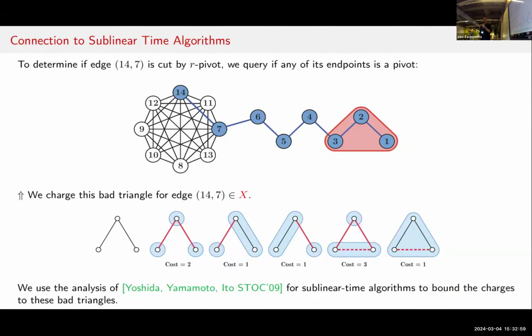And what happens is, no matter how you cluster vertices of a bad triangle, you're going to have to pay the cost. So we can charge that bad triangle. Another question is how many times is a bad triangle charged? And that we use the bound in the sublinear time query complexity analysis to show that it's not going to be a lot.